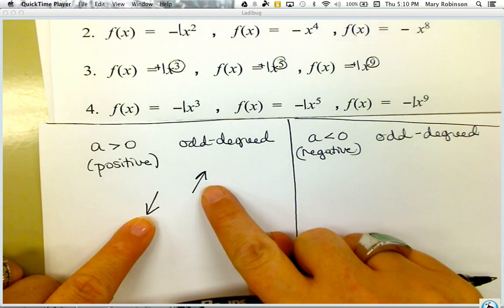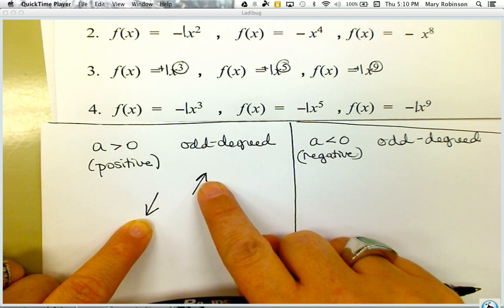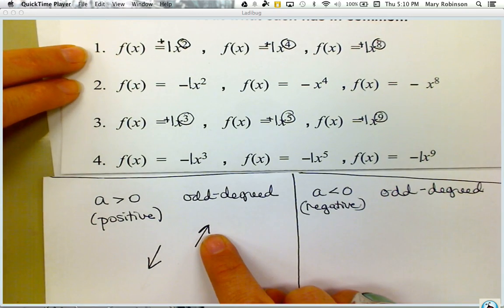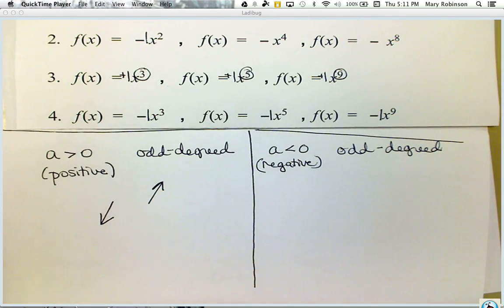My guess is that if it goes down on the left and up on the right, then maybe similar to how it flipped the graph for 1 and 2, maybe it'll flip it here. But I'm not sure, so let's check that out.